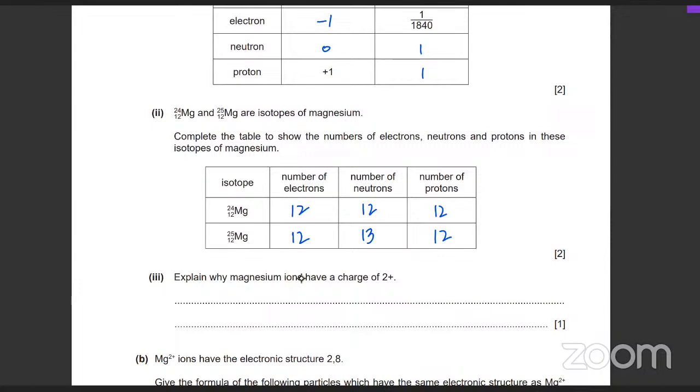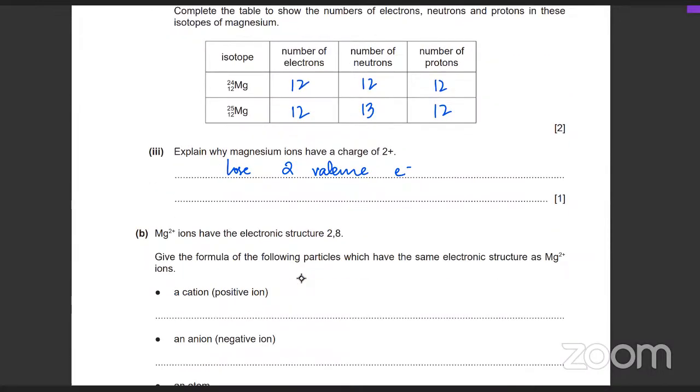Can you explain why magnesium ions have a +2 charge? Because they have 2 extra electrons in the outermost shell, so they easily lose those. They lose 2 valence electrons, so they've got a +2 charge. Give the formula of a cation that has the same electronic structure as Mg+2. Mg+2 has an electronic structure of 2,8, right? Give the formula of a cation that has exactly the same electronic structure.